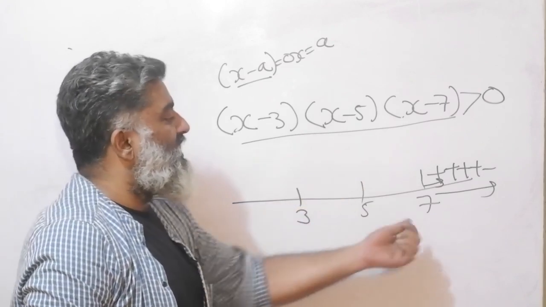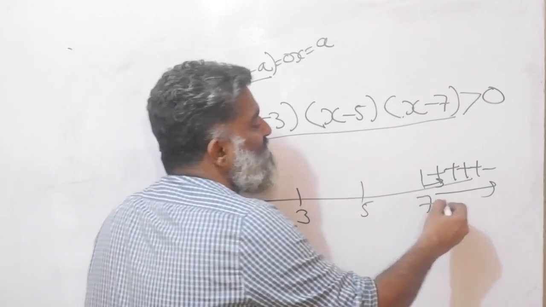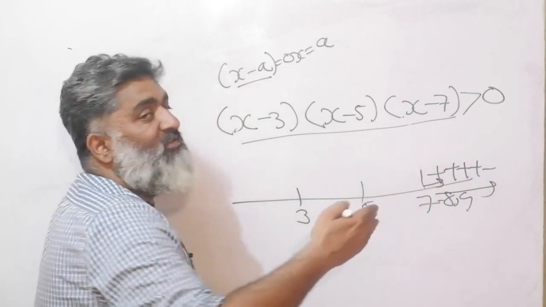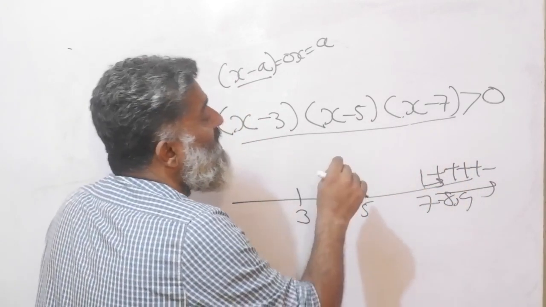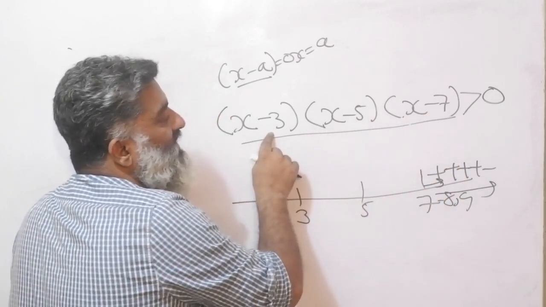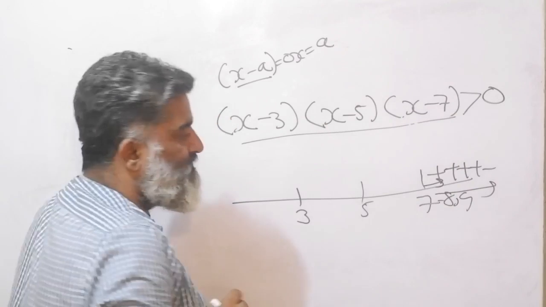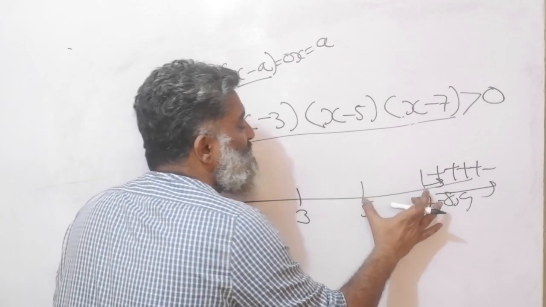I'm just thinking, okay, if I go beyond 7, that means I'm thinking of 8 and 9. If I put it in the expression, the result will always be positive, and I'm seeing why. Because 7 is greater than 5 and 3 anyway. If you go greater than 7, everything is definitely positive. Let's go for the next region.